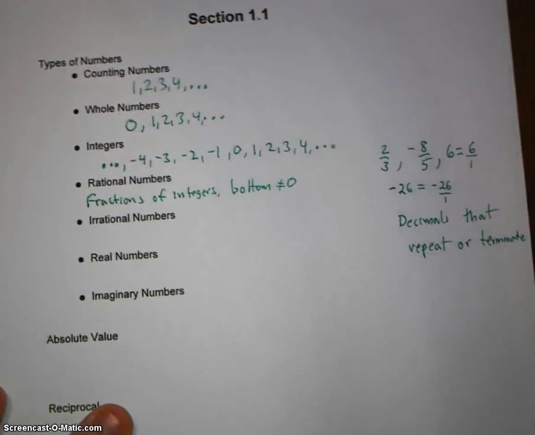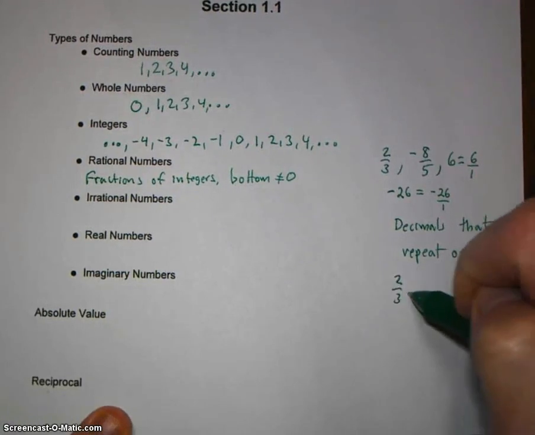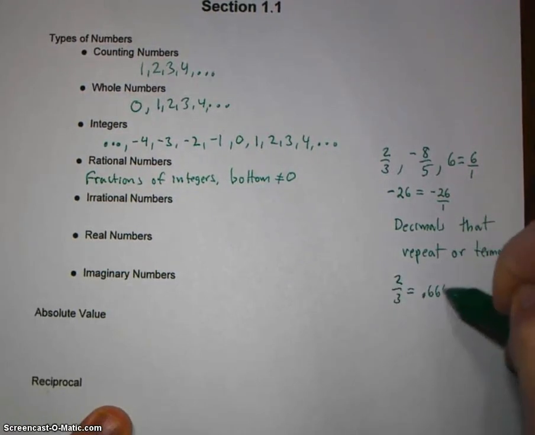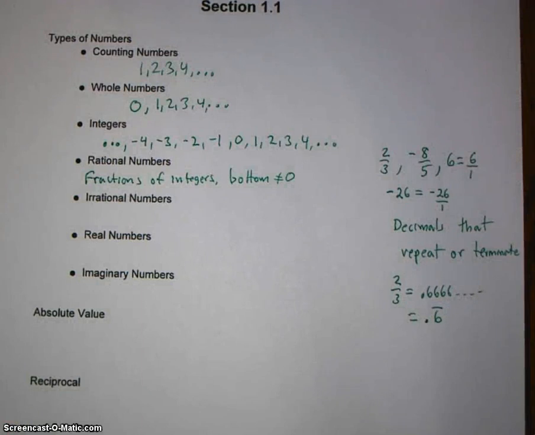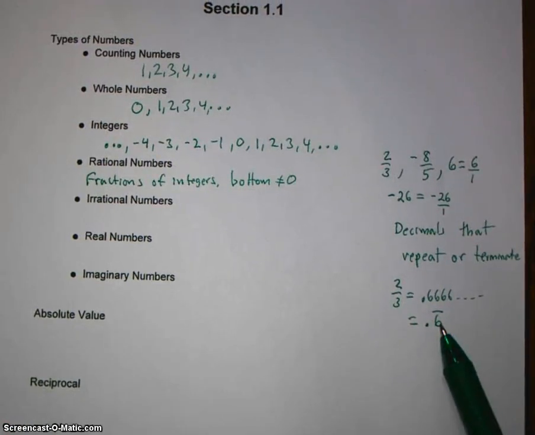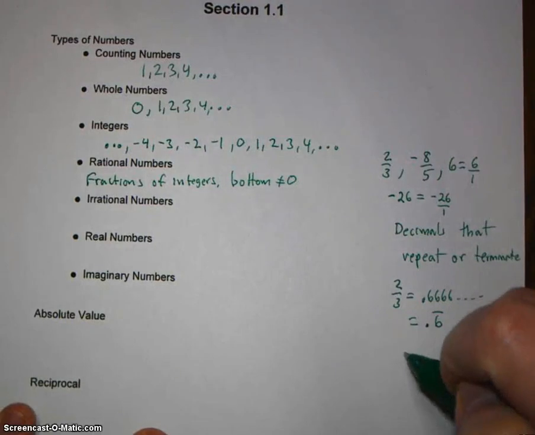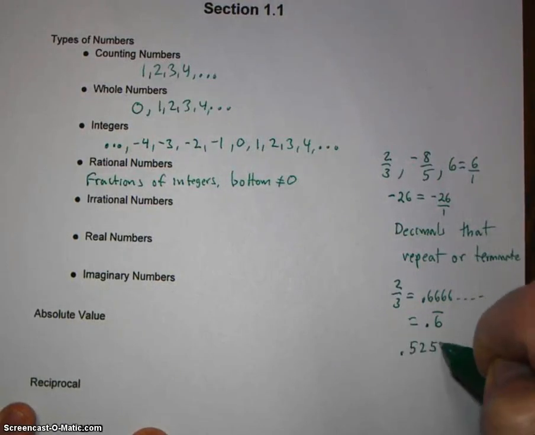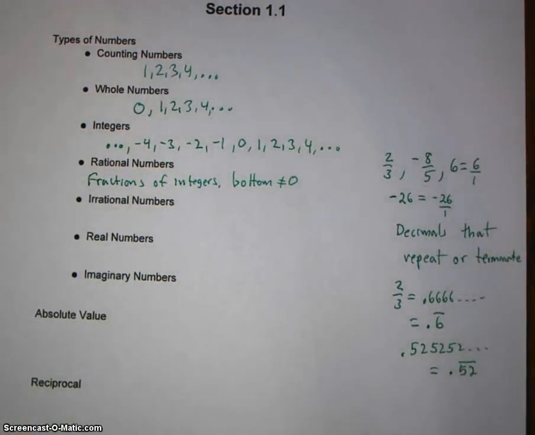So what I mean by that is, slide that over so you can see it. 2/3, you might know what that is as a decimal. That's 0.6666, and it goes on and on and on forever, which you may write sometimes as 0.6 with a bar over it. So this would be what we call a repeating decimal. The 6 repeats over and over and over again. Or you might have something like 0.525252 dot dot dot, which we sometimes write as 0.52 with a bar over the 5 and the 2. That's also a repeating decimal. The 5 and the 2 are repeating.